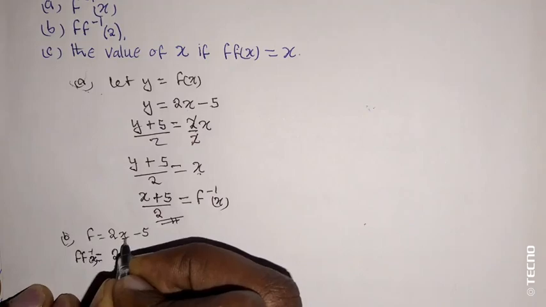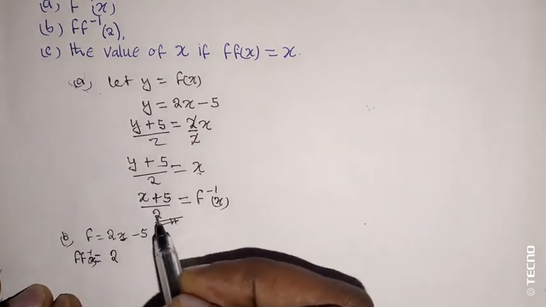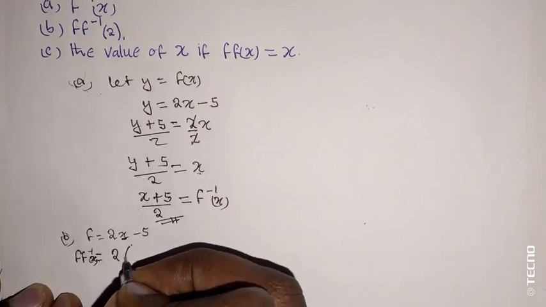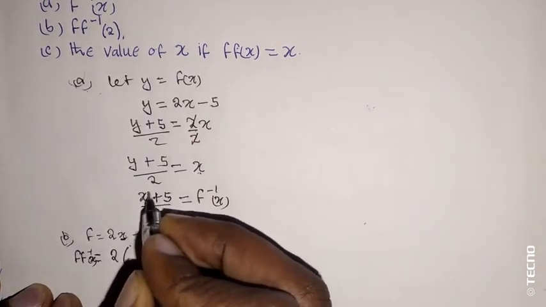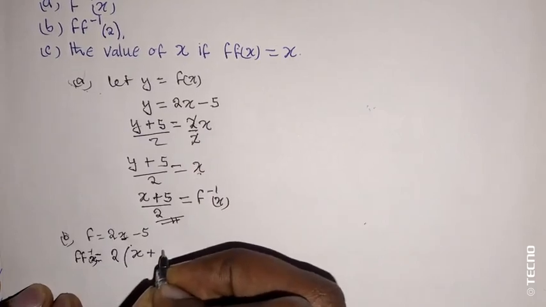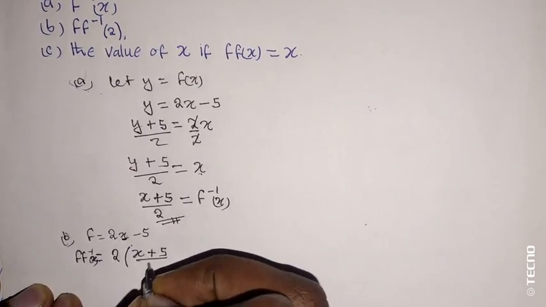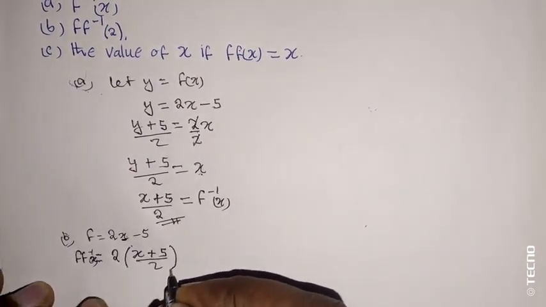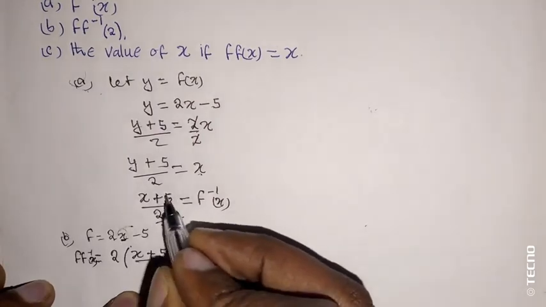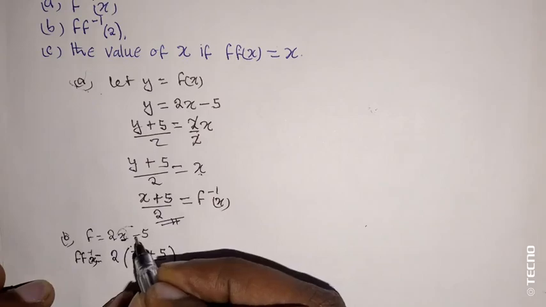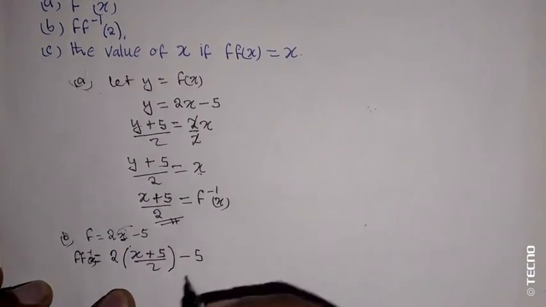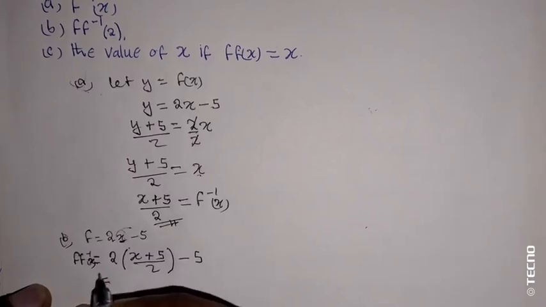Now where there is x, this side you replace by what you have found, which is the inverse. So here I'll say, open bracket, where there is x, we'll say it's x plus 5 over 2. We close. I've just taken this and replaced where there is x here. Then there is a minus here, so we say minus 5.